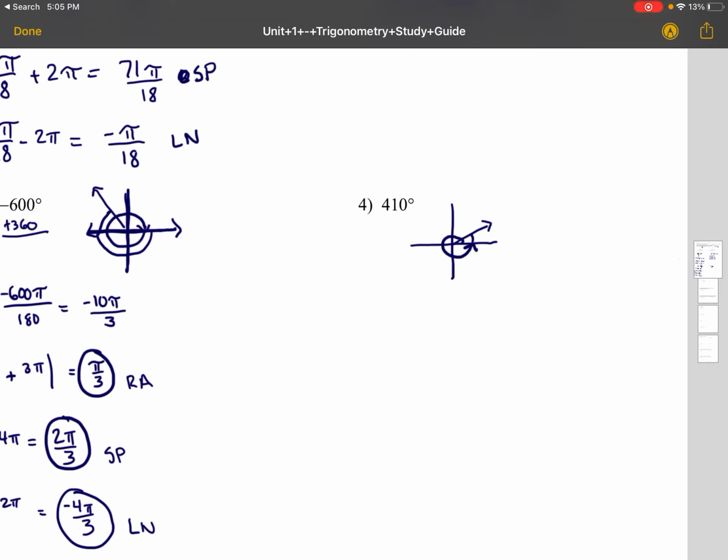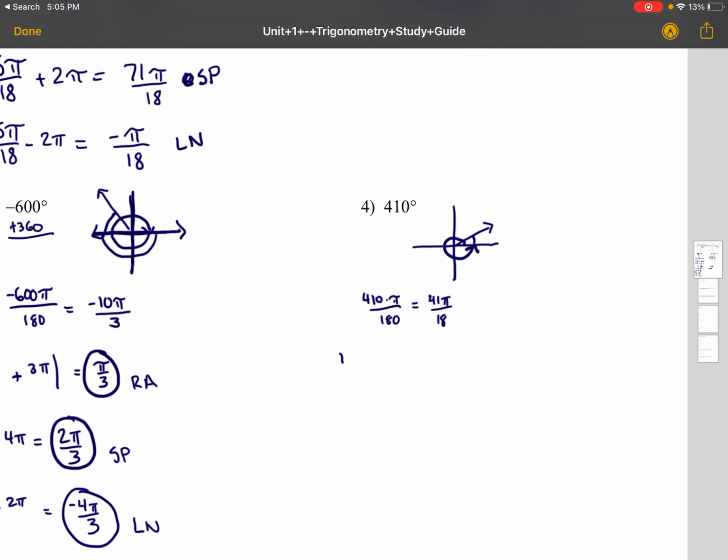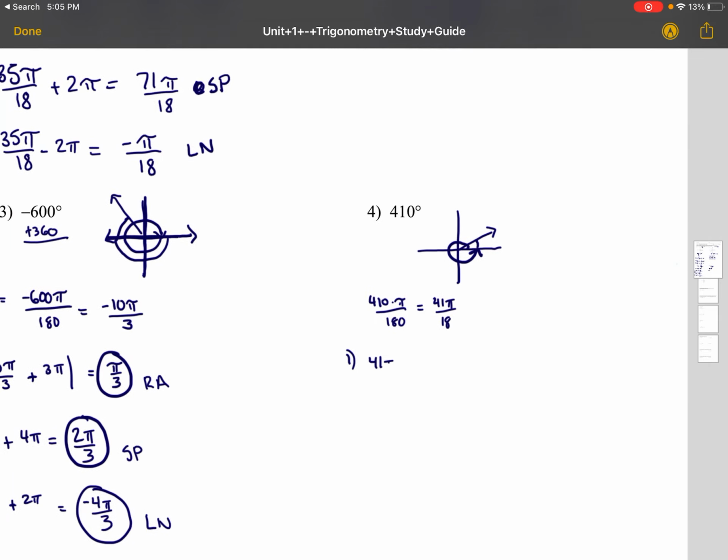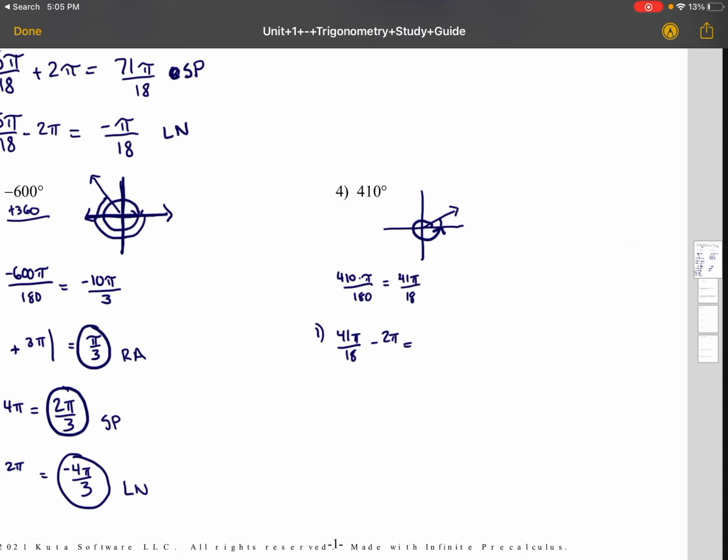So in radians, we would have 410 times pi divided by 180. That's just 41 pi divided by 18. For the reference angle, since this angle is more than 2 pi, we're going to subtract 2 pi from it. So we get 41 pi divided by 18, and subtract 2 pi. That's going to give us a positive angle that's in quadrant 1. That's the same as subtracting 36 pi over 18, so that's going to be 5 pi over 18. That is our reference angle.